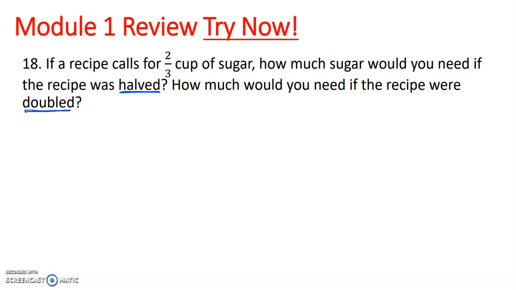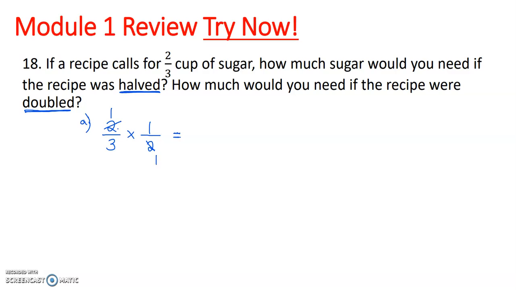And both of these require multiplication, because if we're halving something, such as the 2/3, halving it is the same as dividing by 2, and multiplying by 1/2 is the same thing as division by 2. So for our first one, for half a recipe, we're going to take 2/3 times a half. And we can cross reduce here. 2 and 2 reduces down to 1 and 1.